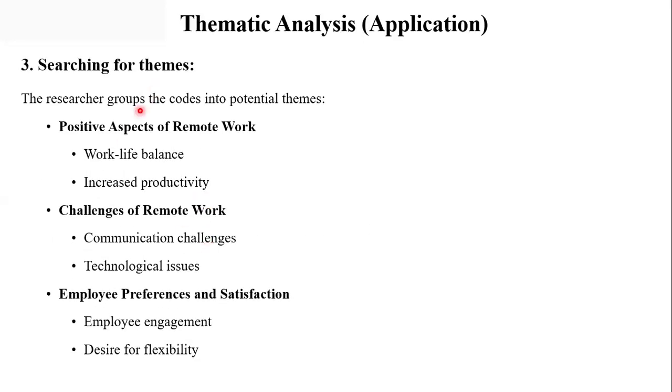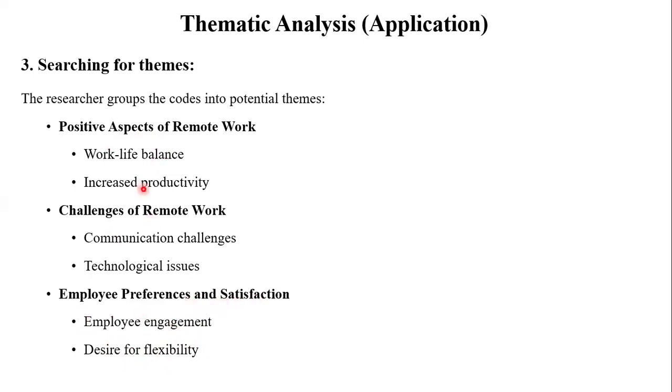As a third step, you search for the themes. The researcher groups the codes into potential themes. You identify what kind of initial codes or initial themes may be categorized into different categories of main themes. So you categorize work-life balance and increased productivity into positive aspects of remote work. You categorize communication challenges and technological issues into challenges of remote work. You categorize employee engagement and desire for flexibility into employee preference and satisfaction.